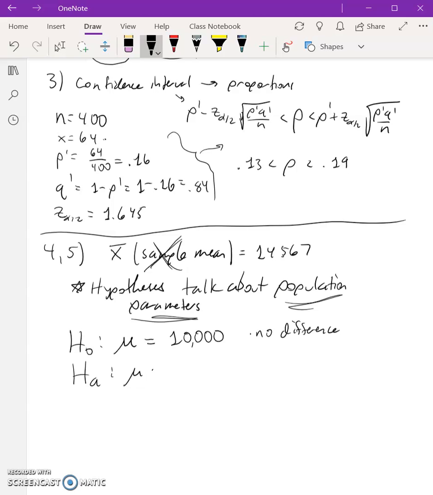But the test we're trying to claim here, possibly, is: does this increase? Do these people save more than $10,000? And so both of these numbers have to refer to the fact that the population parameter is talking about 10,000. And so these were our two hypotheses. Again, making sure that you use mu, not X bar.